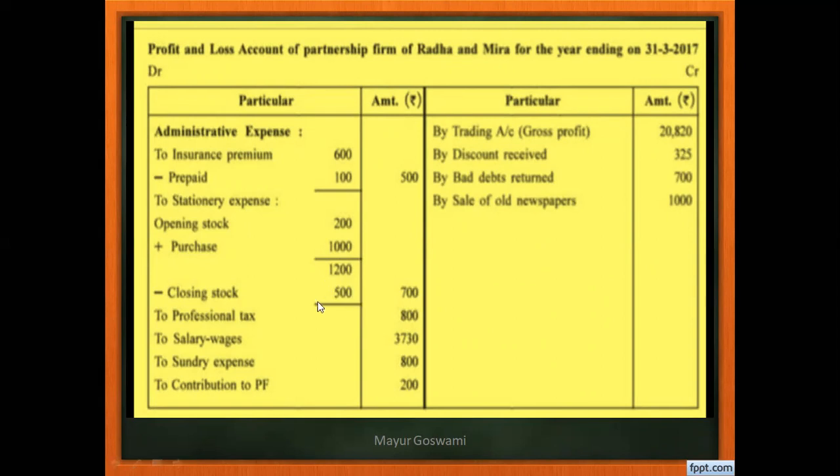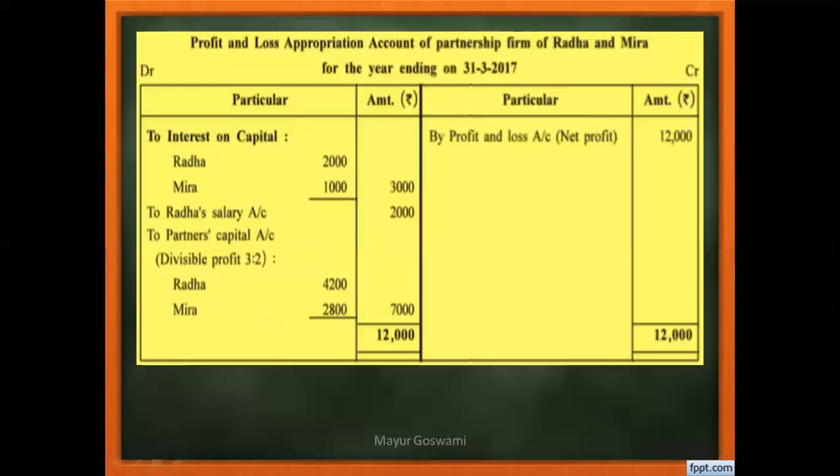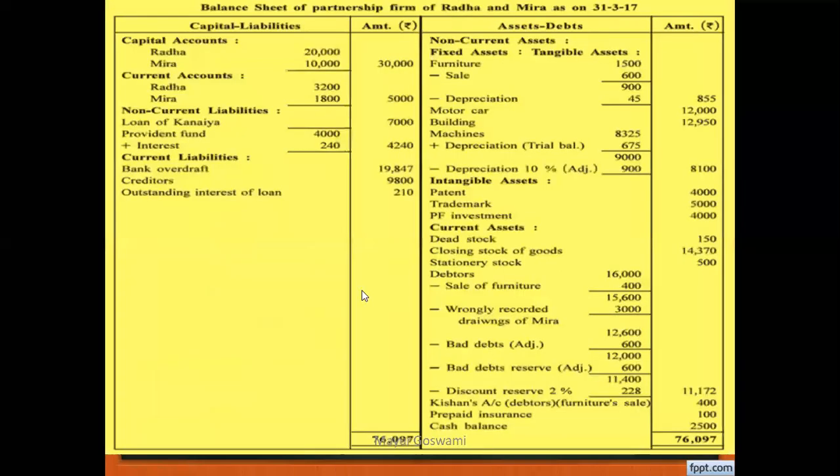Second effect of this closing stock on the asset side. So come to the asset side, closing stock of stationery. Right here, closing stock of stationery, 500 rupees. I hope it is clear.